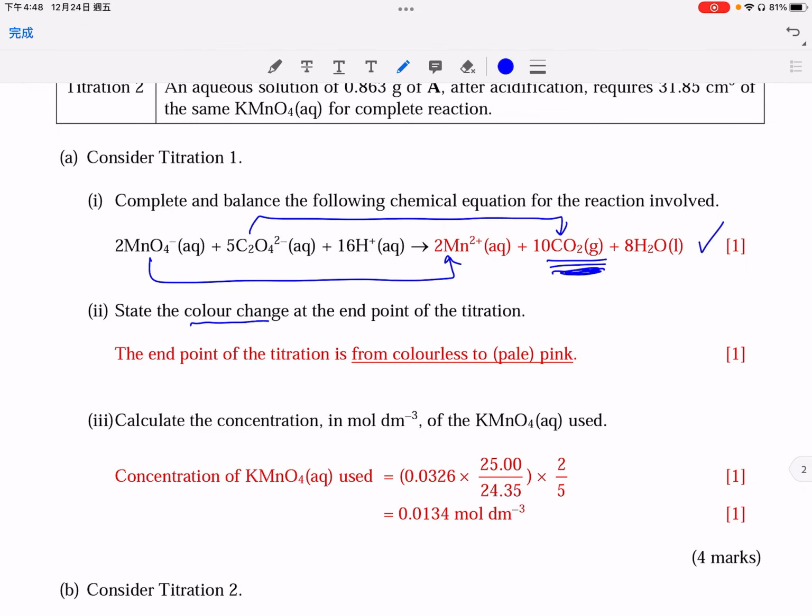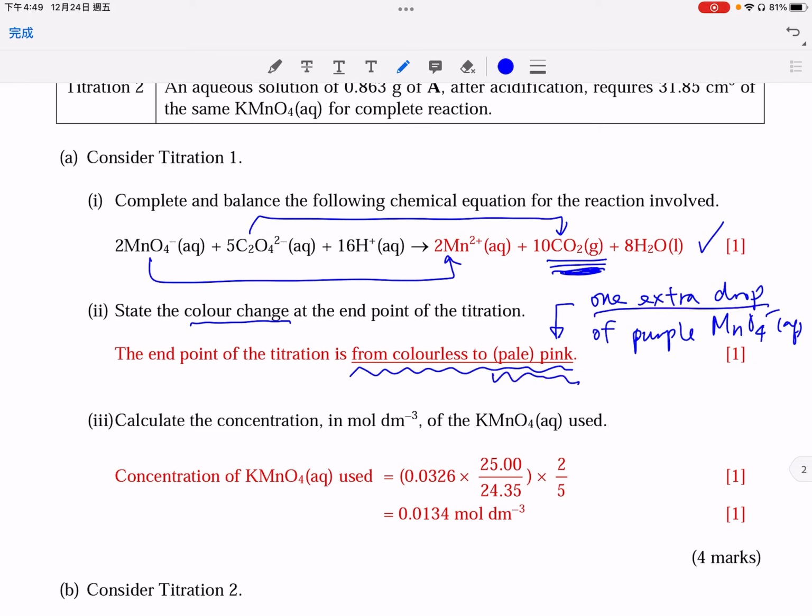The color change at the end point when permanganate is being put in the burette. Make sure you know that the color change at the end point must be like this, okay? From colorless to pale pink. Don't forget that the pink color comes from one extra drop of the purple permanganate solution. After the equivalence point has been reached, one extra drop makes the resulting color pale pink.